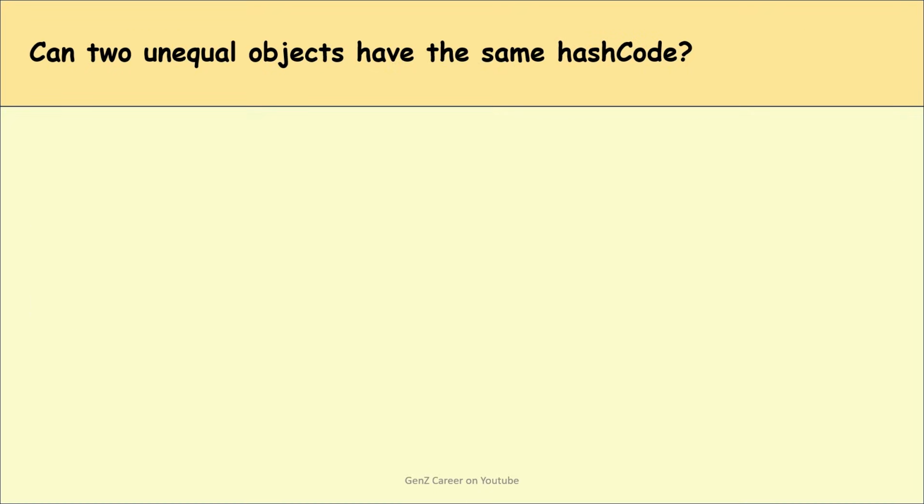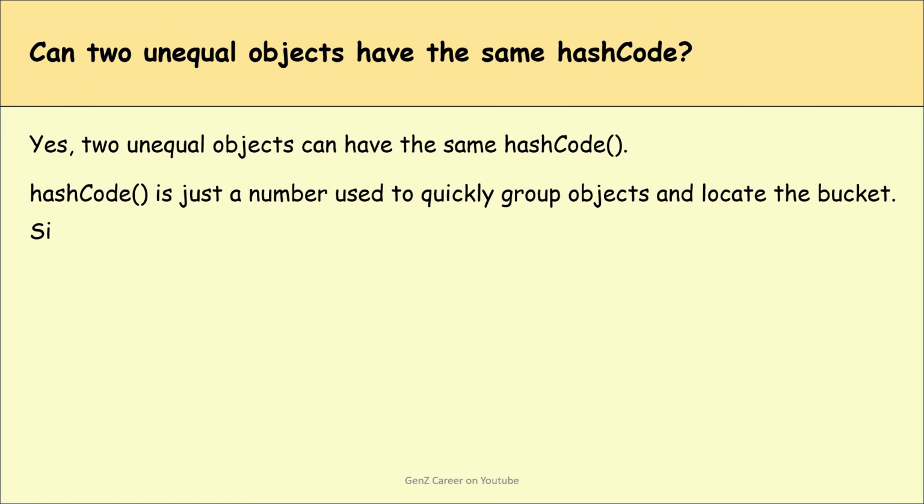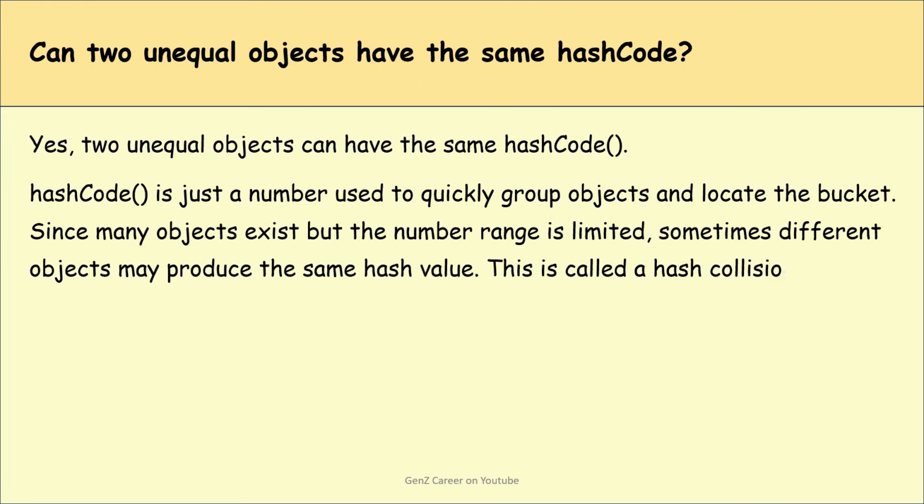Can two unequal objects have the same hashCode? Yes, two unequal objects can have the same hashCode. HashCode is just a number used to quickly group objects and locate the bucket. Since many objects exist but the number range is limited, sometimes different objects may produce the same hash value, and this is called a hash collision.